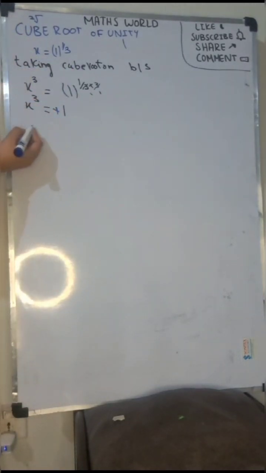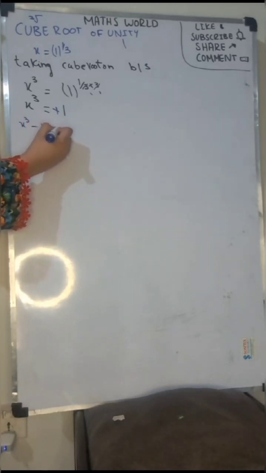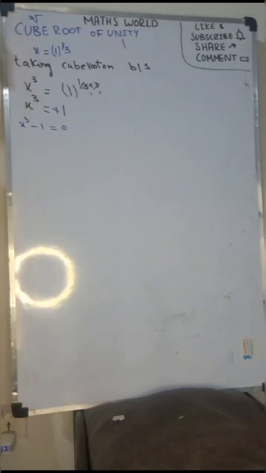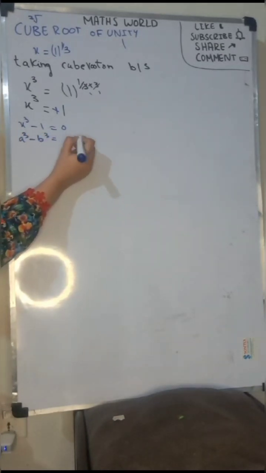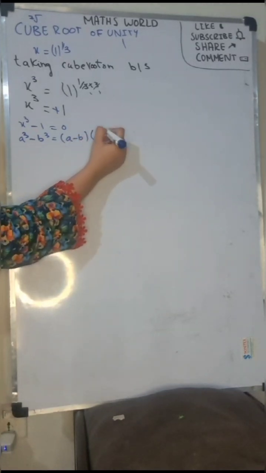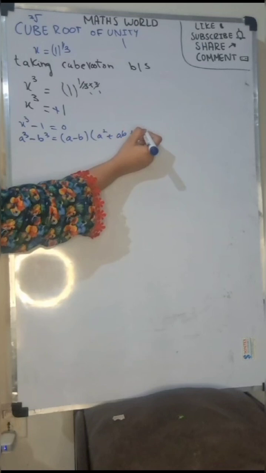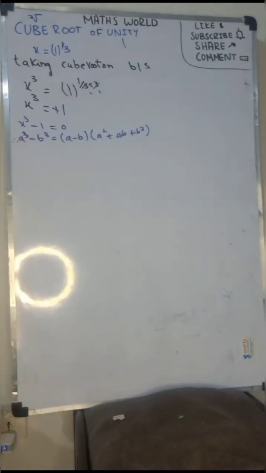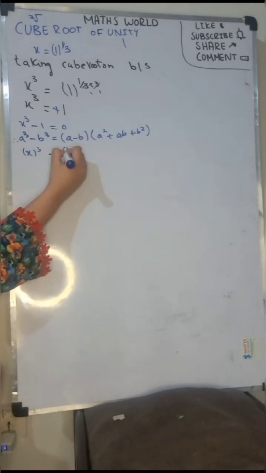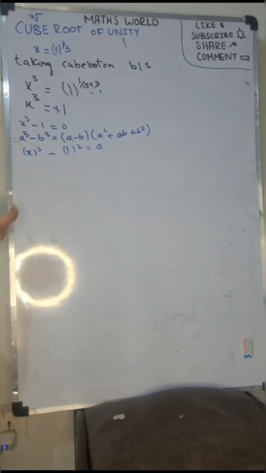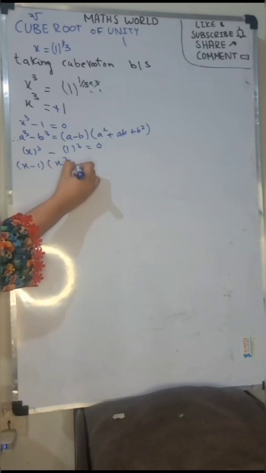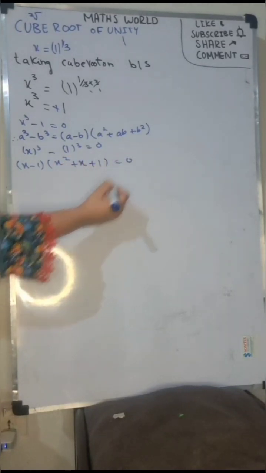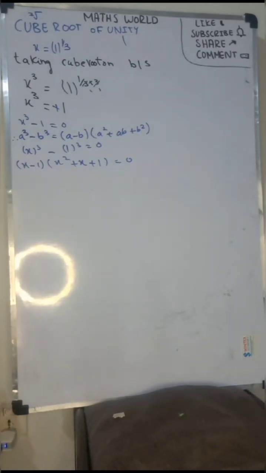1 is having the plus sign here. We move it to the other side of the equal sign, and that will become x cube minus 1 equals 0, because on the other side nothing is left, so we write 0. Now you know that a cube minus b cube is equal to a minus b into a square plus ab plus b square. This is a formula, and accordingly you will write x cube minus 1 cube equals 0, and then x minus 1 into x square plus x plus 1 is equal to 0.